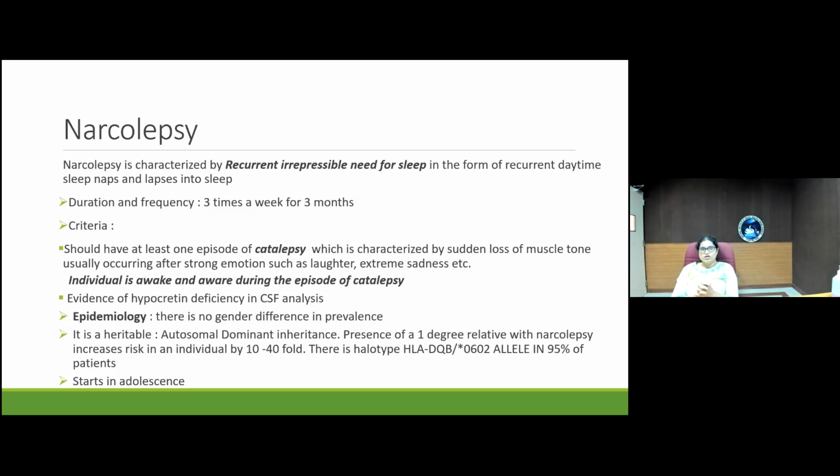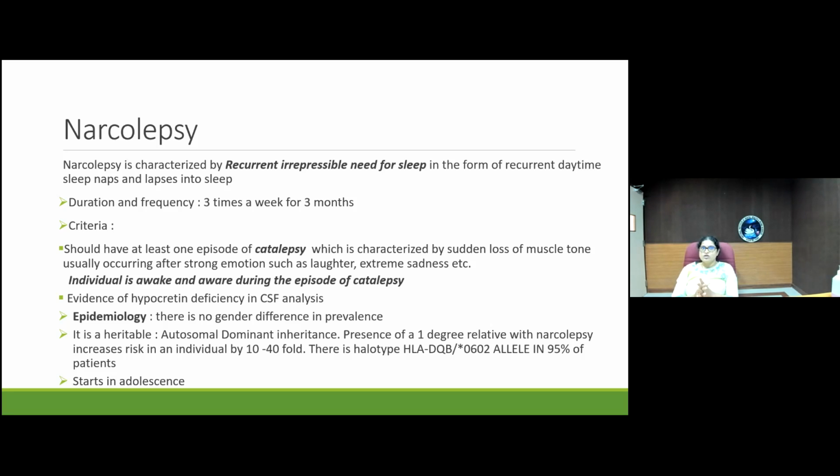Next, coming to narcolepsy. What is narcolepsy? Narcolepsy is a sleep disorder characterized by a recurrent, irrepressible need for sleep in the form of recurrent daytime sleep naps and lapses into sleep. When we say recurrent, irrepressible, this means it happens again and again, and the person is unable to stop himself from going to sleep. Again, for diagnosis, it has to occur 3 times a week for 3 months.